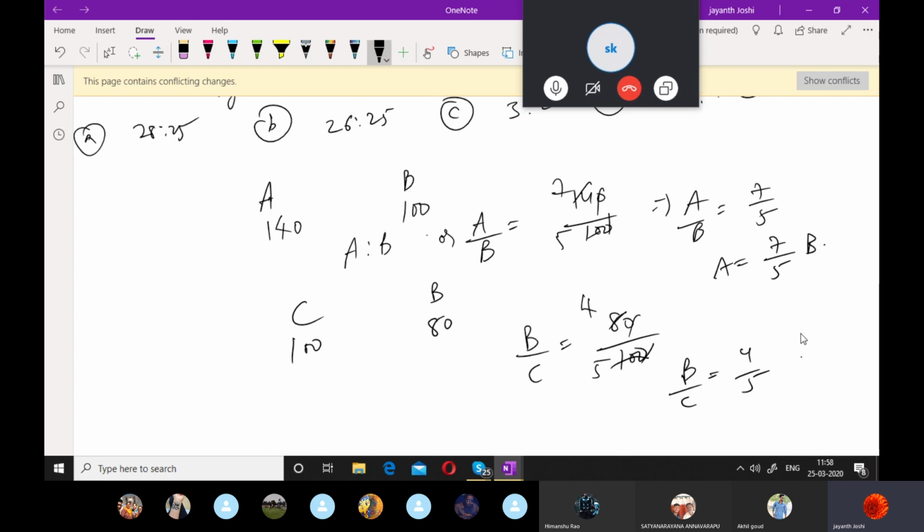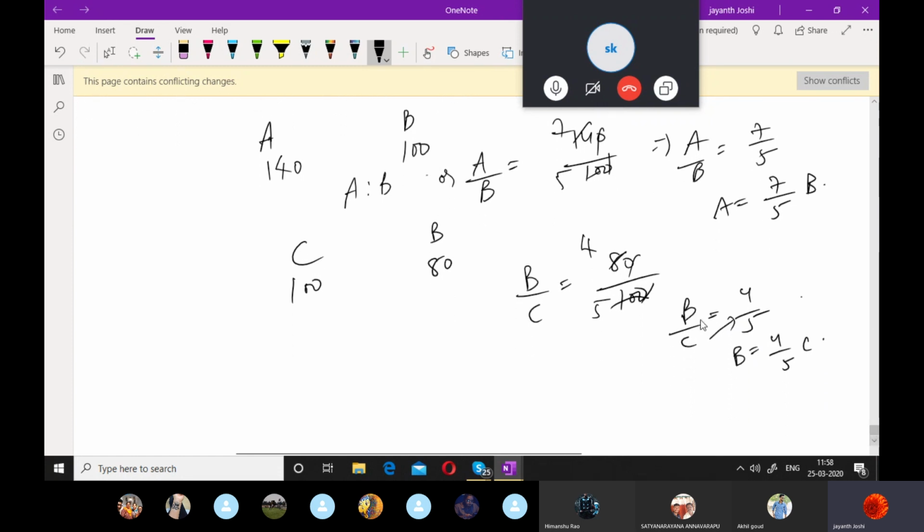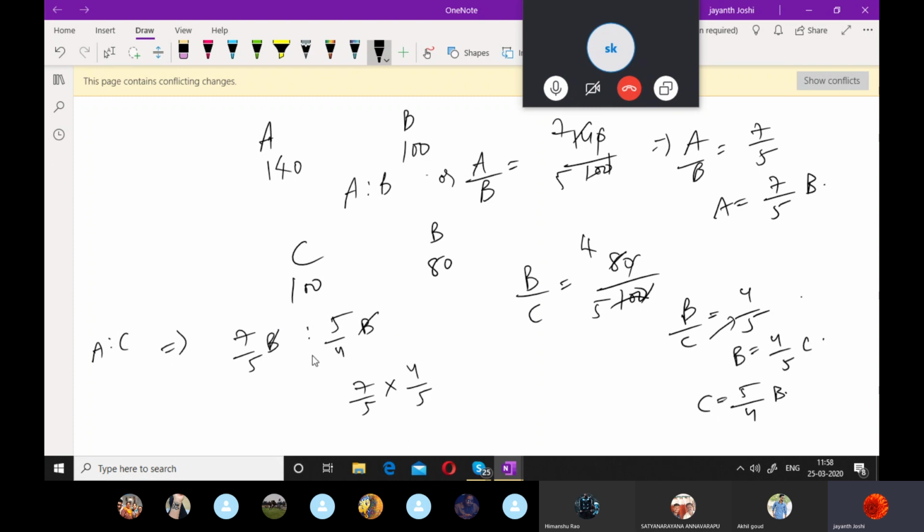So B is equal to 4/5C. In the same way, we need to find out C value. So C is equal to 5 by 4 B. Now we are supposed to do A is to C. A is 7 by 5B, C is 5 by 4B. In terms of B cancel, 7 by 5 into 4 by 5. Because it's in ratio, when I divide, it will be reciprocal. So 28 by 25. That implies 28 is to 25 is my answer.